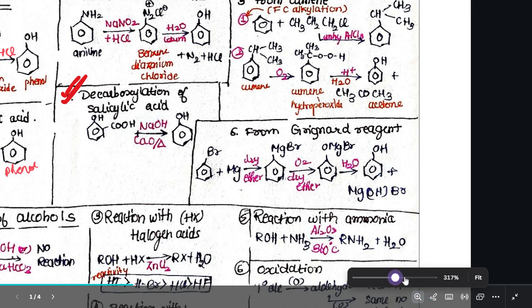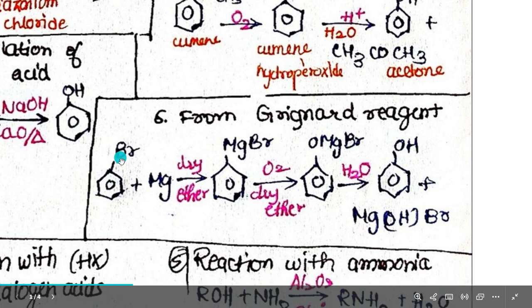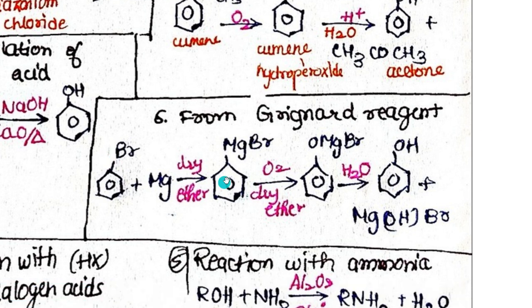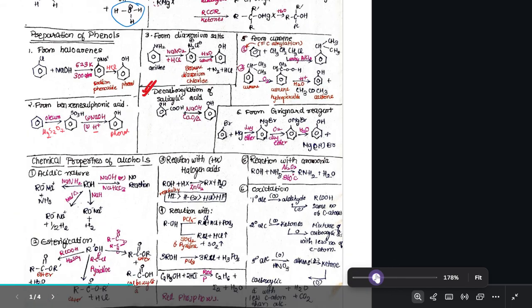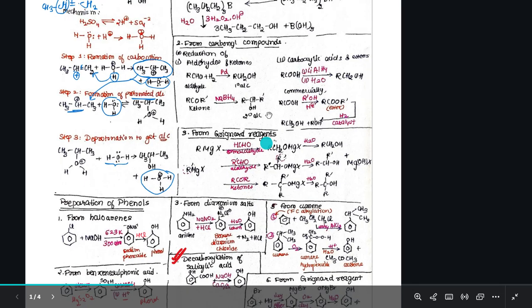When I come from Grignard reagent, again I have bromobenzene over here. First we'll create that Grignard reagent. We have bromobenzene plus magnesium in presence of dry ether creates my Grignard reagent, that is aryl magnesium bromide, right? Reacting this with O2 in presence of dry ether will give me an O between this aryl group and this MgBr group. Then further reaction with H2O will give me phenol plus MgOH. So with this we are done with the preparation of phenols as well.